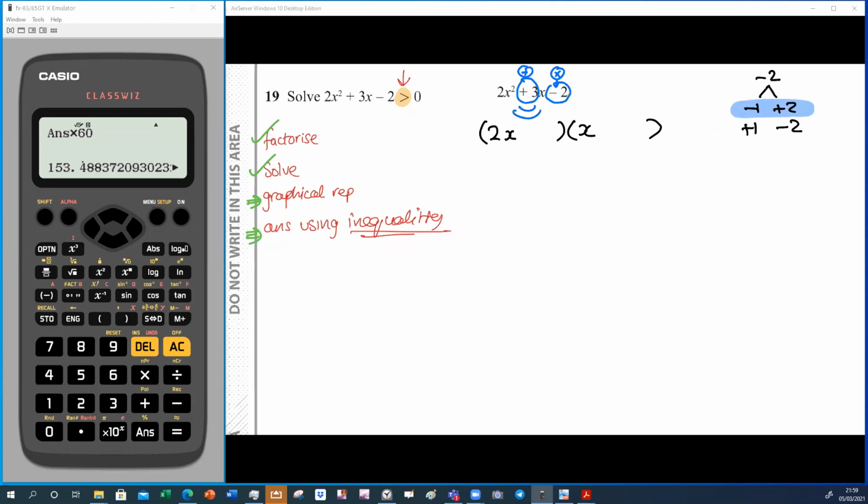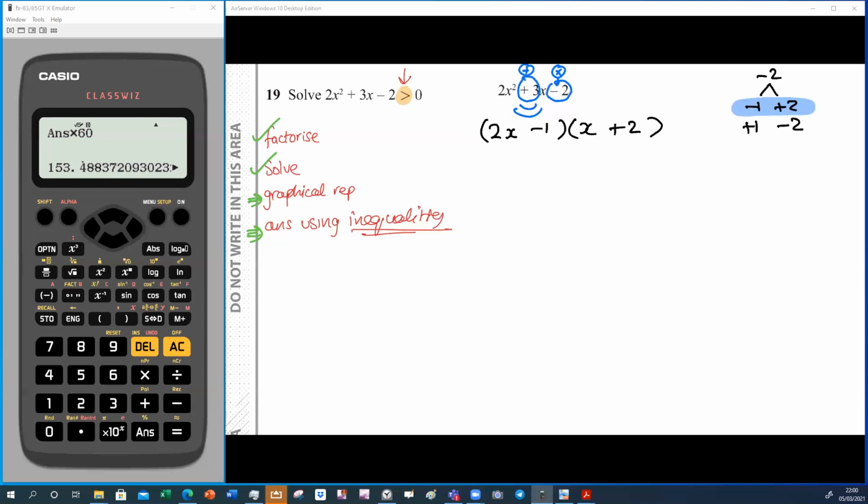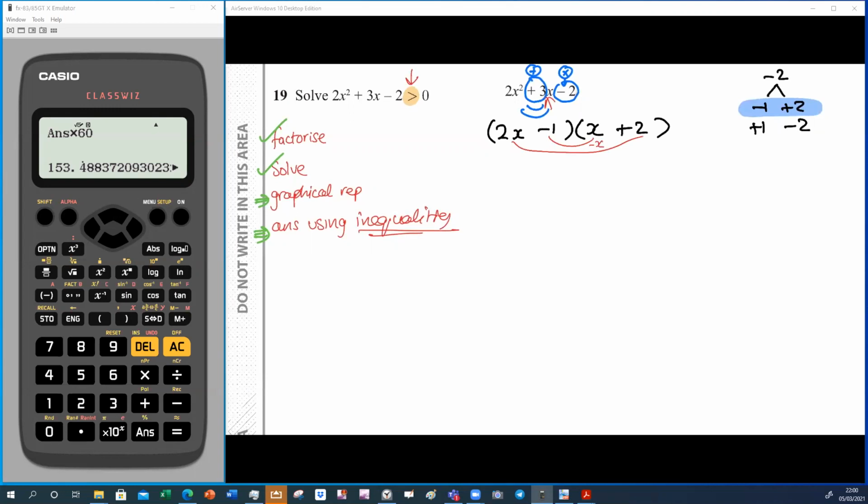Where shall I put the plus 2 first of all? Shall I put the plus 2 opposite 2x or next to the 2x? Opposite the 2x. Beautiful. And then the minus 1 goes here. Lovely. So let's do the double smiley to check that we get the plus 3. What's minus 1 times x? Minus 1x. And what's 2x times plus 2? 4x. And what's 4x minus x? 3x. So the double smiley worked, giving us the 3x in the middle.